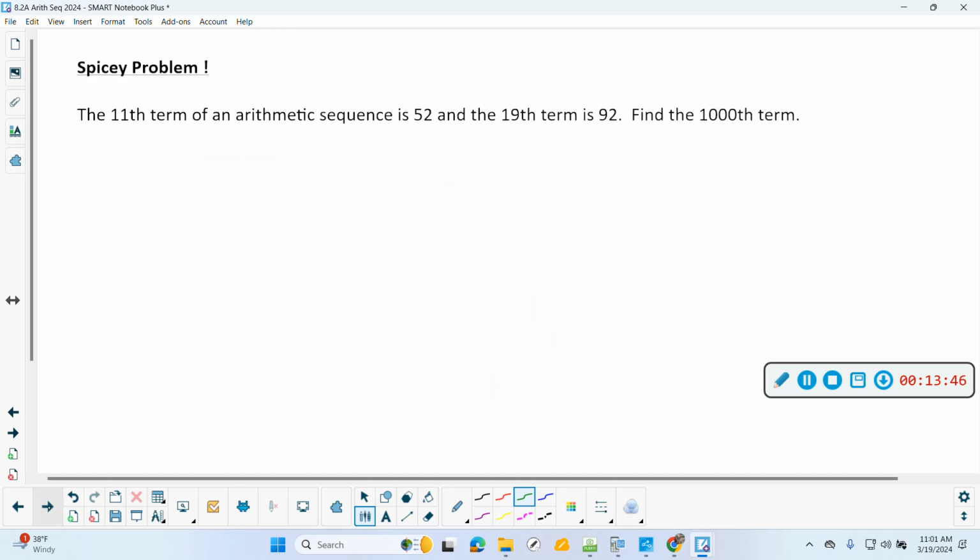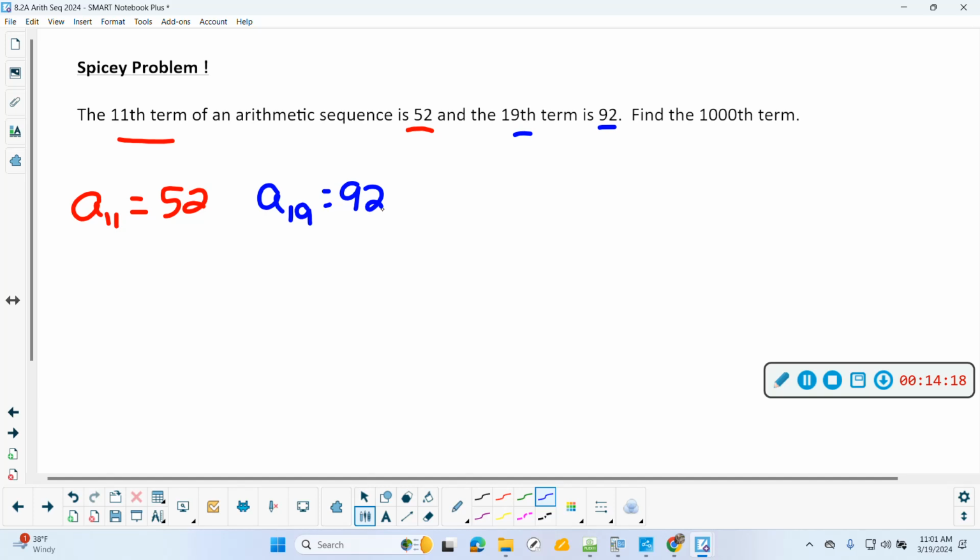Our spicy problem of the day, everybody. So, 11th term's 52. 19th term's 92. Ooh, okay. And we need the 1000th term. Okay. Now, first, a lot of words here, people, a lot of words. I'm going to first just rewrite these in numbers, in mathematical notation, just because that's how I like it, okay? And then, of course, we've got our 19th as the 92nd.